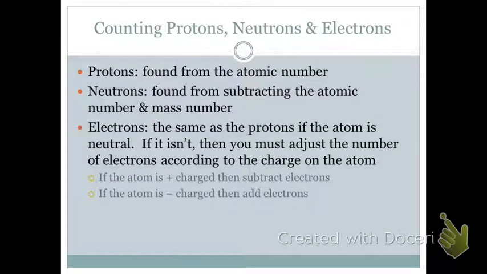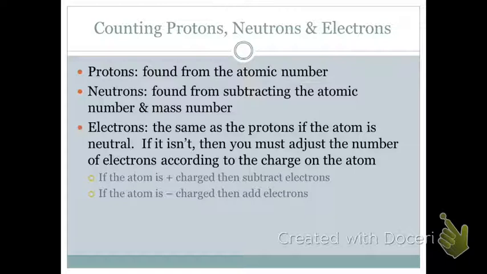So when I'm asking you to find the number of protons, neutrons, and electrons, here's how you do it. Protons are the atomic number. Neutrons are found when you subtract the atomic number and the mass number. Electrons are the same as the protons as long as the atom is neutral. If it's not, then you have to adjust the number of electrons, not protons, because protons are what makes it what it is. They don't lose protons.